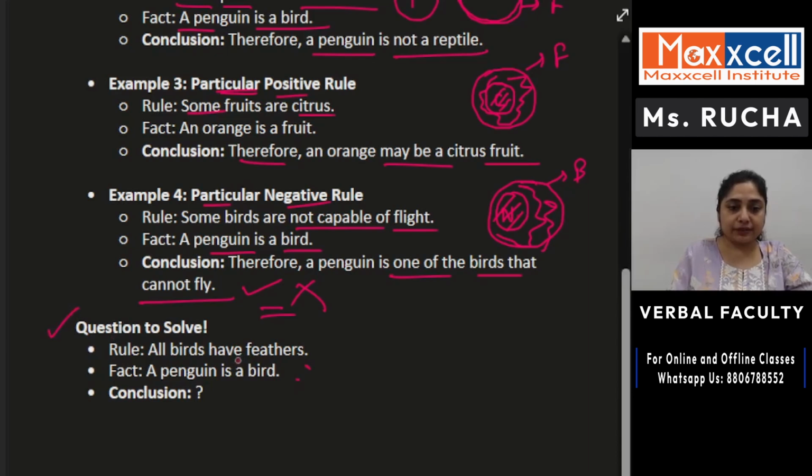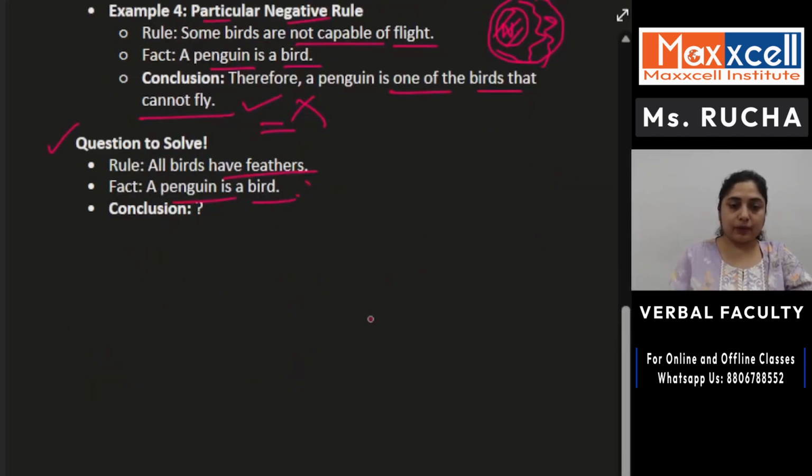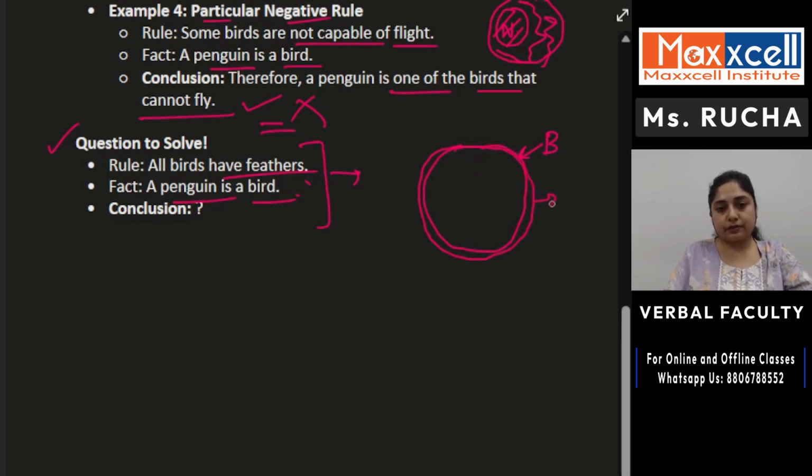All birds have feathers. Penguin is a bird. Now, let us translate this as well. I will translate it for you and you have to tell me what is the correct conclusion for this. All birds have feathers. Now, this is the circle of birds. And all of them have feathers. Okay, this is the circle of feathers.